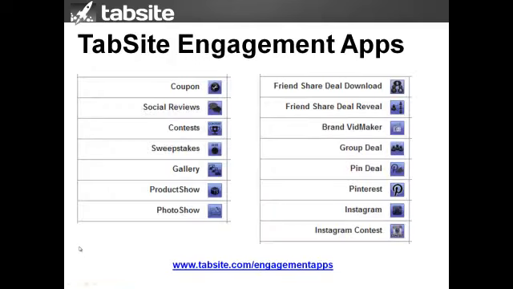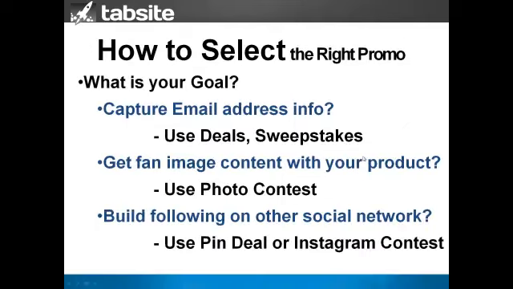And just go through a number of best practices then. So again, what we were taking a look at today is the Sweepstakes Plus engagement app. And this is a list of all of our engagement apps that fit under that umbrella, ones that help you build engagement on your Facebook page. Again, we have coupons, there's a testimonial feedback, social reviews one, there's multiple contests ones, the sweepstakes, there's other ones to show a gallery that links to specific products on your website. There's some of the newer ones, friend share deal download, which means they have to share with a friend before they get access to the coupon. So all of those are listed at tabsite.com/engagement apps. You can read more about those.